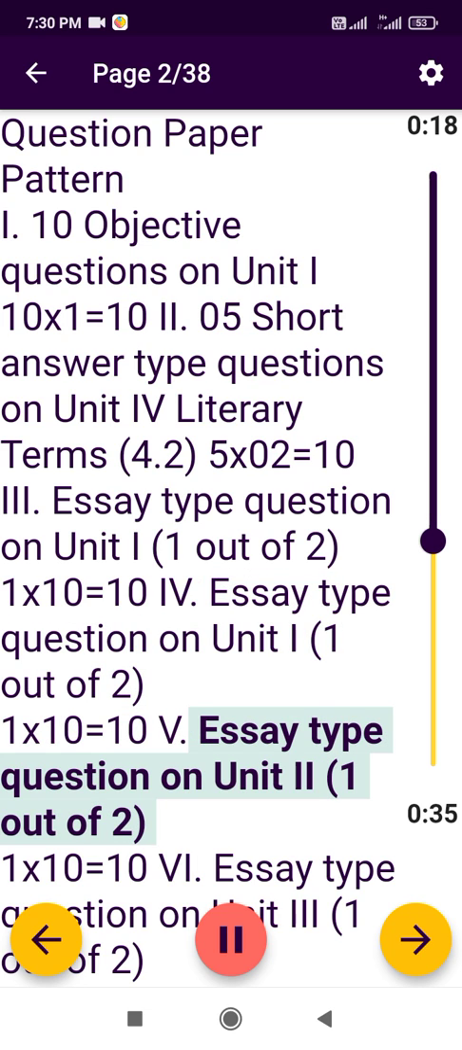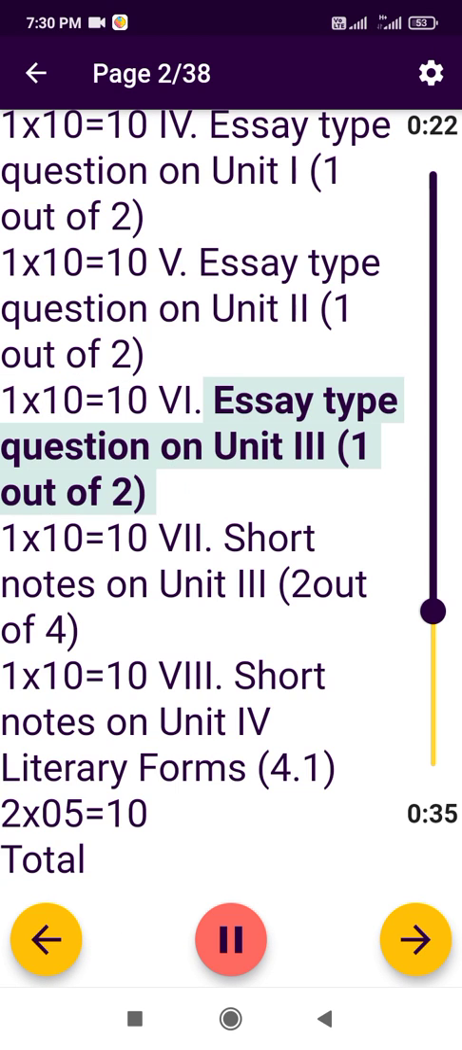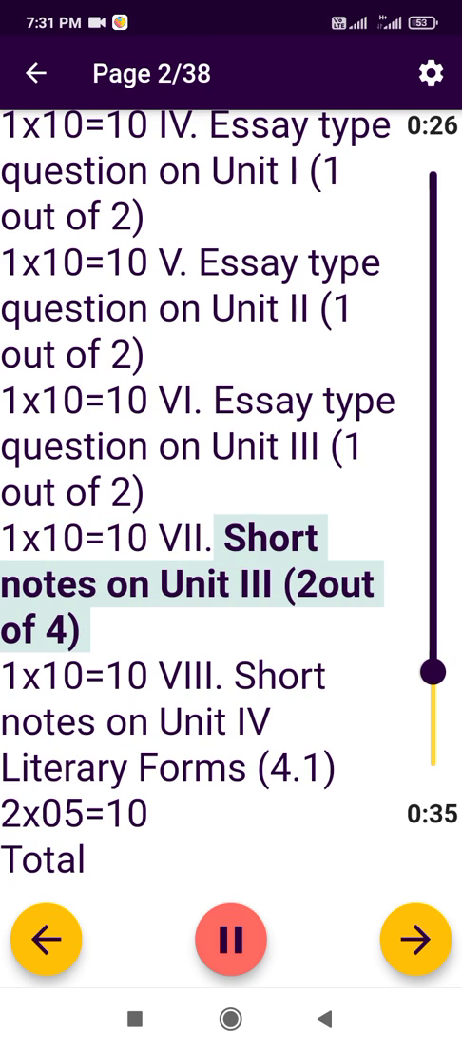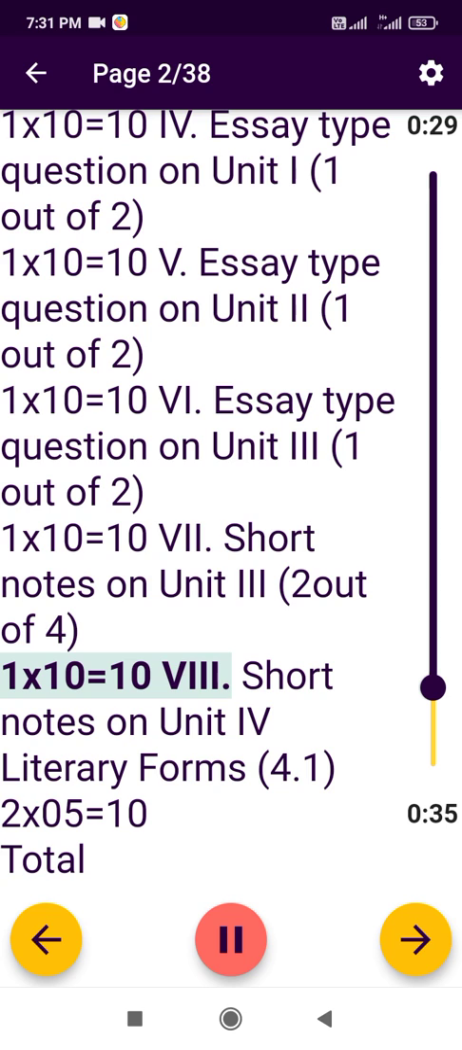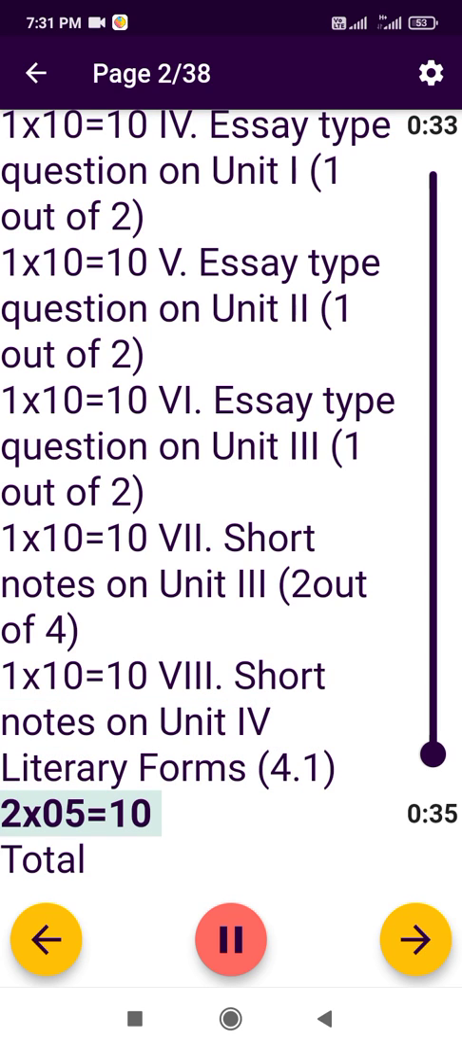V. Essay type question on Unit II, 1 out of 2, 1x10 equals 10. VI. Essay type question on Unit III, 1 out of 2, 1x10 equals 10. VII. Short notes on Unit III, 2 out of 4, 5x2 equals 10. VIII. Short notes on Unit IV, literary forms, 2x5 equals 10. Total.